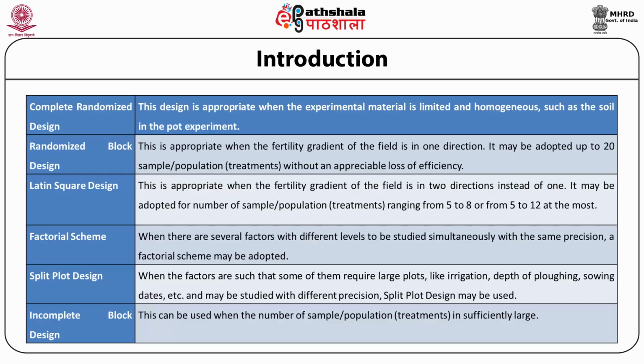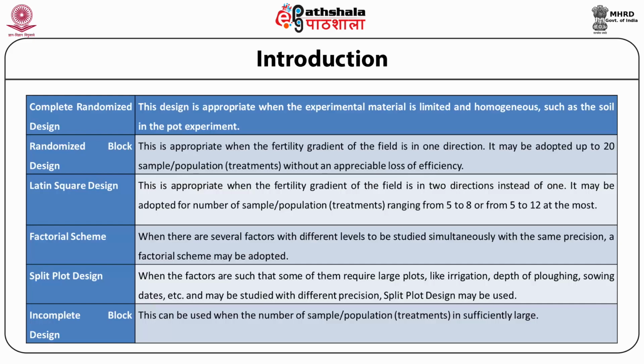This design is appropriate when experimental material is limited and homogeneous, such as the soil in the pot experiment. Or you can say that it's like students in a class with almost all the students with above average level marks, maybe more than 60%. So if an institution is having a criteria that they will admit a student in a class with minimum 60% marks, then we say that we can use this complete randomized design.